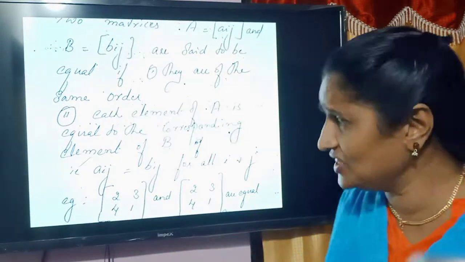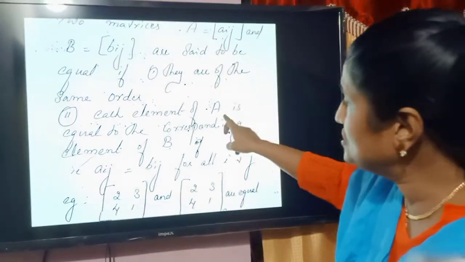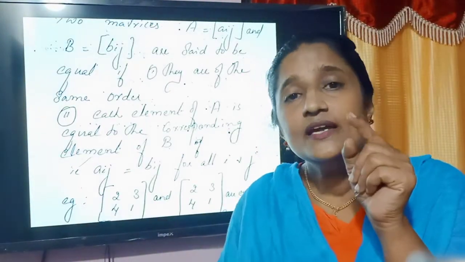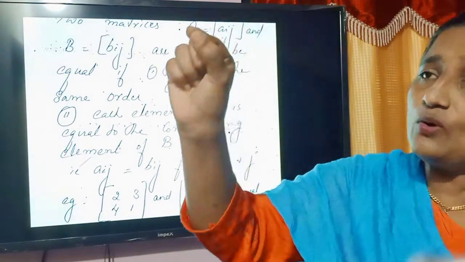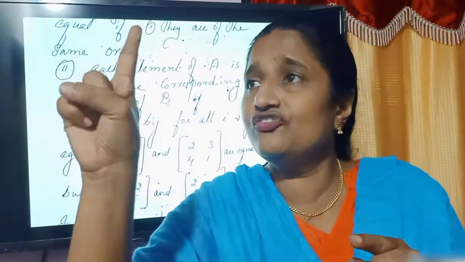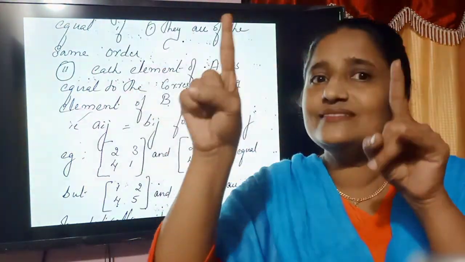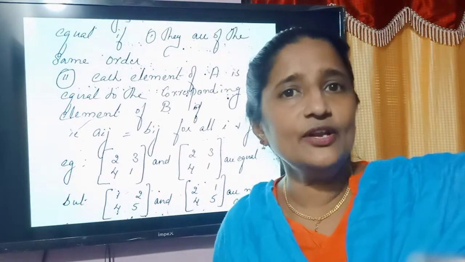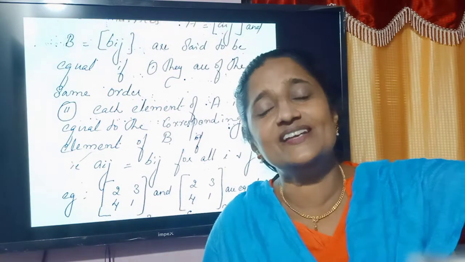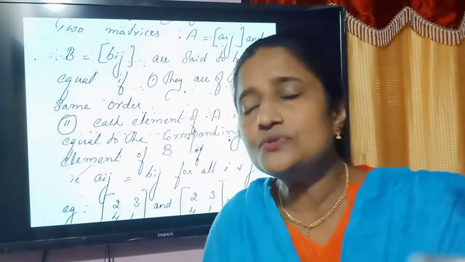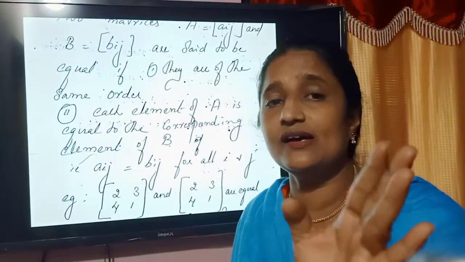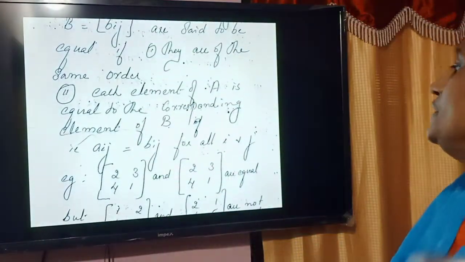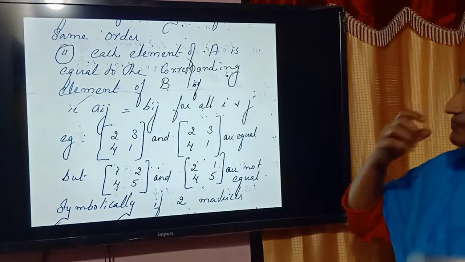Then what is the second thing? The second thing is that each element of A is equal to the corresponding element of B. That means the element A11 in the first matrix is the same as A11 in the second matrix. And the element A12 in the first matrix is also the same as A12 in the second matrix. Like that. Now, let us consider this example.